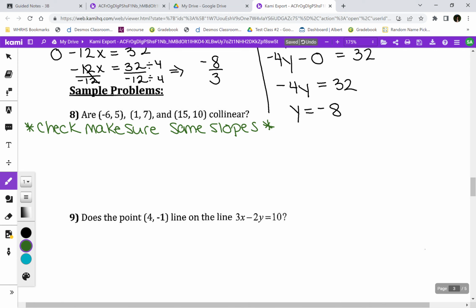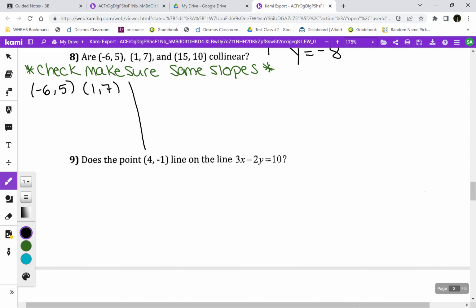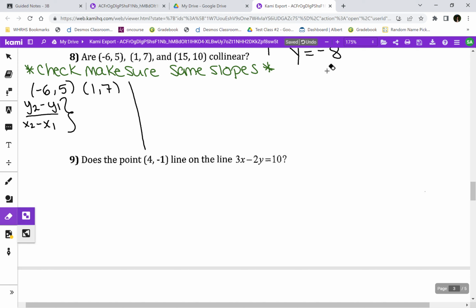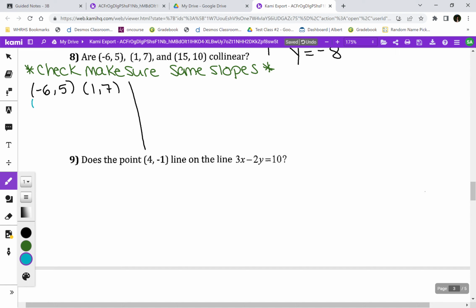Now we're going to have to check all their different combinations. I'm going to start off with negative 6, 5 and 1, 7. We're going to work y2 minus y1 over x2 minus x1. I'll call the first parenthesis x1, y1, the second one x2, y2. And we know our slope is y2 minus y1 over x2 minus x1.